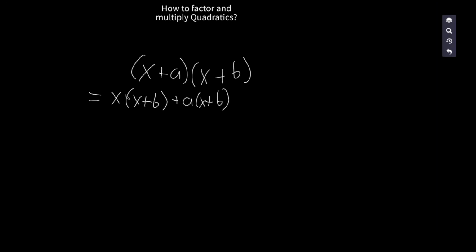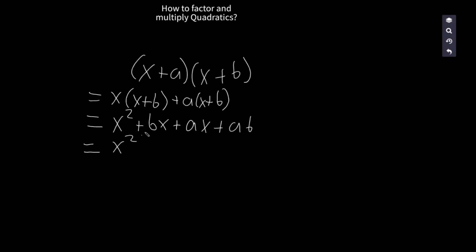All right, so basically what I did for this first step is the same distributive property thing that I've told you about before. We're taking the first term and multiplying it by the whole second product, and the second term multiplied by the second product as well. So we can rewrite this as x squared plus bx, just from the distributive property, and the same thing for this, ax plus ab.